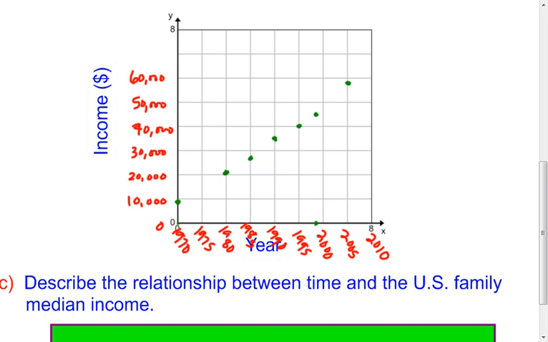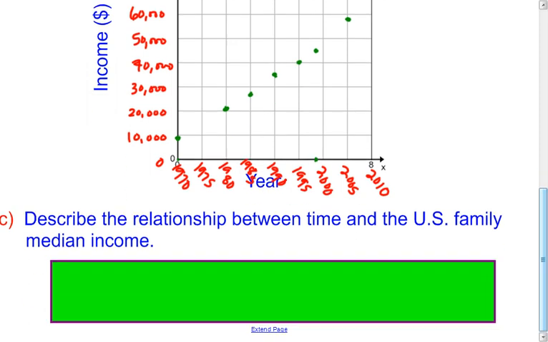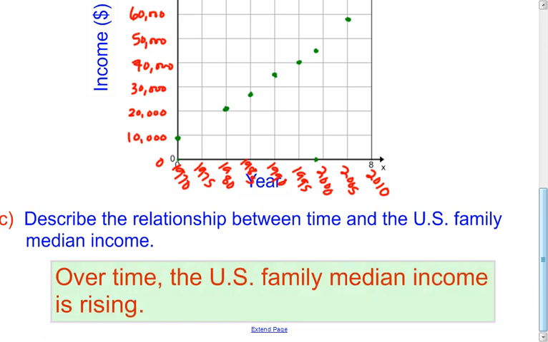We are not going to connect the dots because I don't really know what's happening in the years in between. I don't even know if they measured median income in the years in between. Then it says describe the relationship, and this is what I want you to say. Over time, the U.S. family median income is rising. So as time passes, the median income rises.